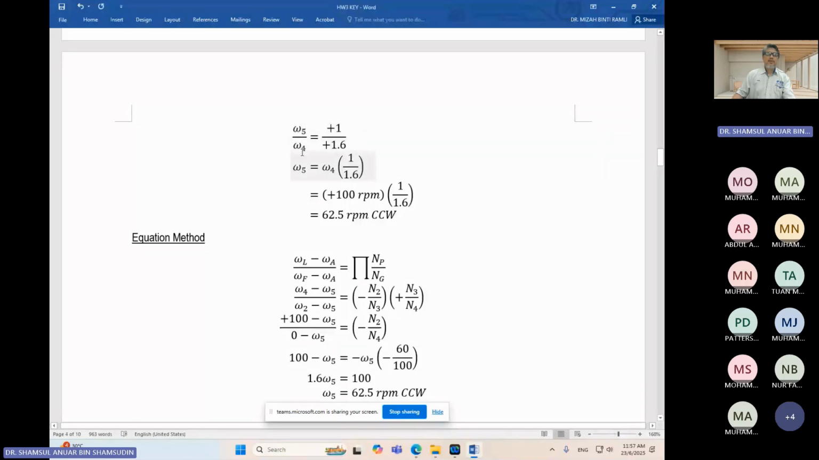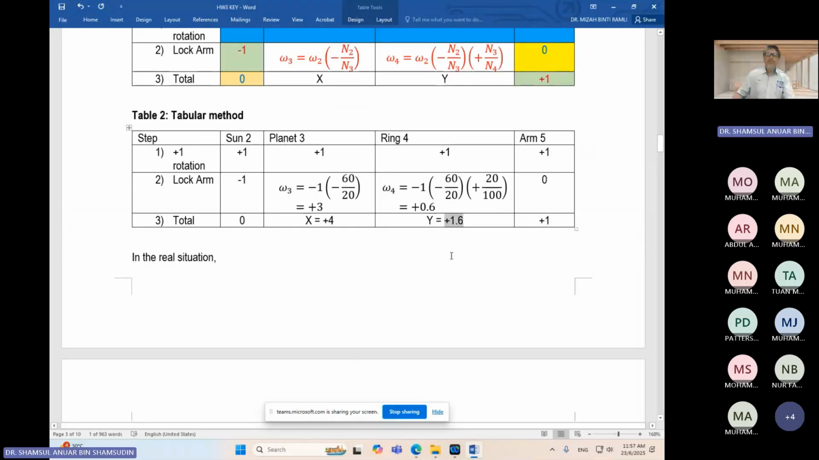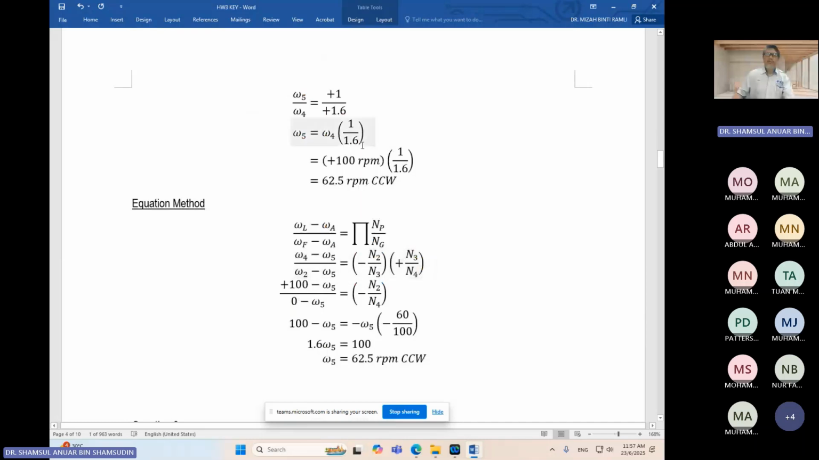So that's why we want to solve for omega 5. So the input is omega 4. So take for omega 4, this one is the total plus 1, and omega 4 is 1.6 positive. So put that 1 divided by 1.6 positive. And plug in the value for omega 4, which is a plus, because it's rotating counterclockwise, CCW. So you get your omega 5 to be 62.5 RPM.